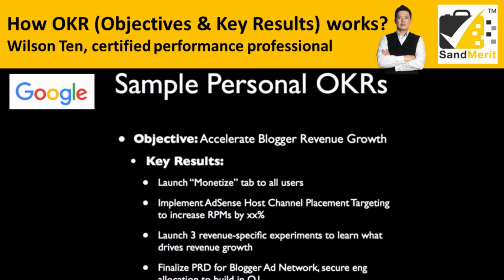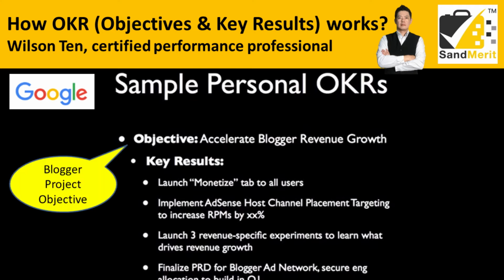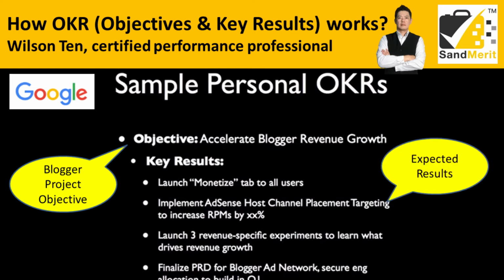In Google, they are using OKR to drive projects, to drive new product development. Broker was a new product for Google at the time. So they had the objective to accelerate the broker revenue growth. So for the key results, these are the 4 key results that they defined in order to achieve the acceleration of broker growth.